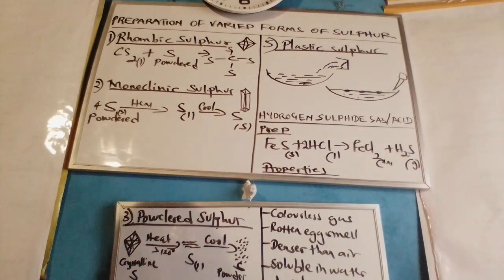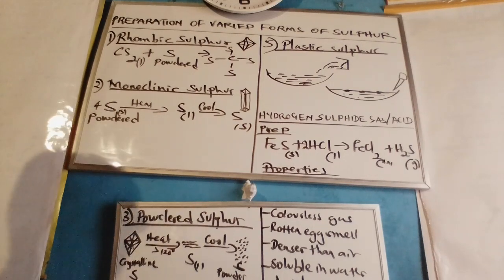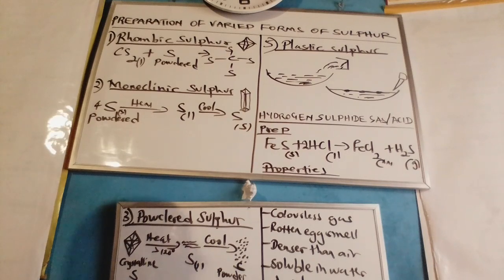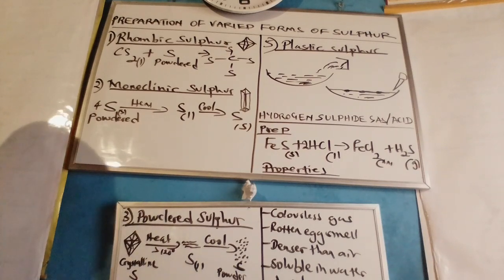In the event that you want to prepare monoclinic sulfur, which we have said is prismatic and needle-like, we need powdered sulfur. The powdered sulfur is heated to melt, and then once molten, it is cooled gradually, leading to the formation of solid crystals of monoclinic sulfur. This is normally stable at temperatures above 113 degrees Celsius and less than 119 degrees Celsius.